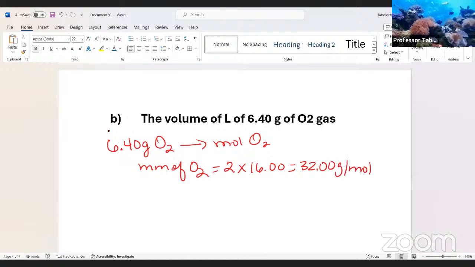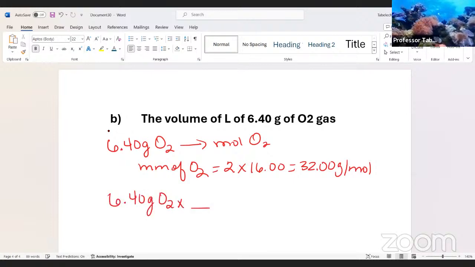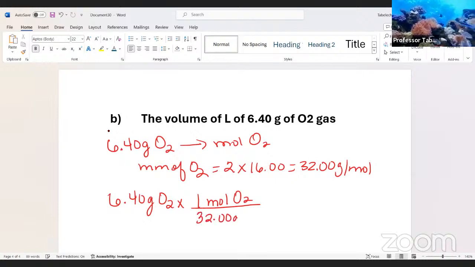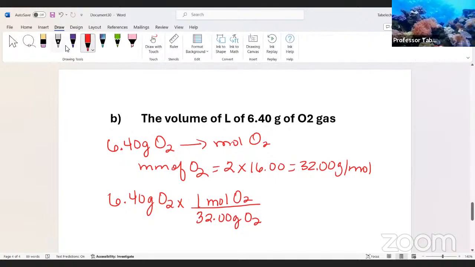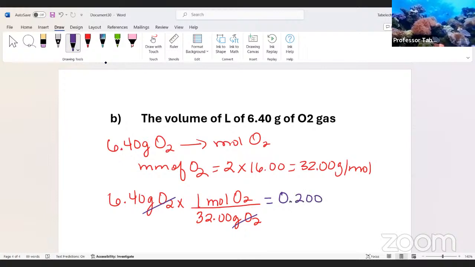Now, what are you going to do? You're going to say, all right, 6.40 grams of oxygen times, remember, on the top we need a mole, and on the bottom we need to get rid of those grams. That's why we're putting 32.00 grams on the bottom. Again, you're going to cancel out your like terms. Grams goes away, not the number itself. Simply plug that in: 6.40 divided by 32.00, and I get 0.200. Remember, you have to add those zeros, even though your calculator won't do that. Now, that gives me my moles of oxygen.